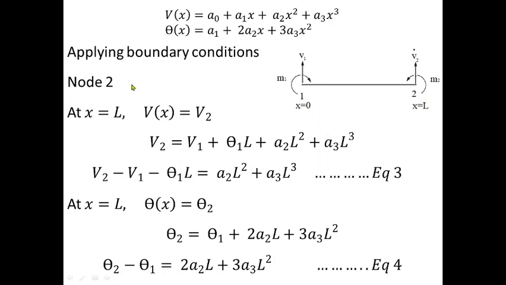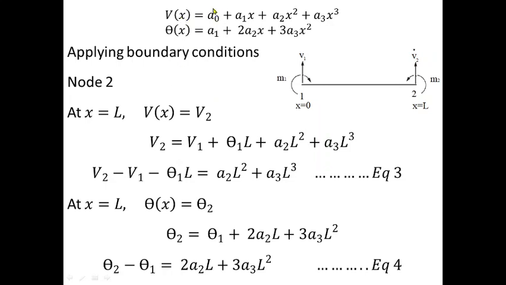Applying boundary conditions at node 2. So this is my point, node 2. At this node, x will be L, so the total length is L. When x is equal to L, v of x is equal to v2. And as I said, this v of x will change to v2 and a0.